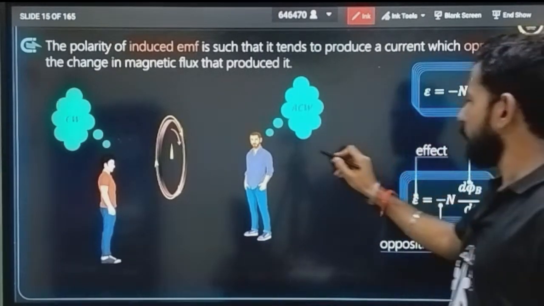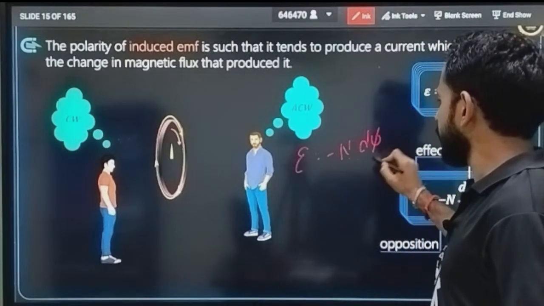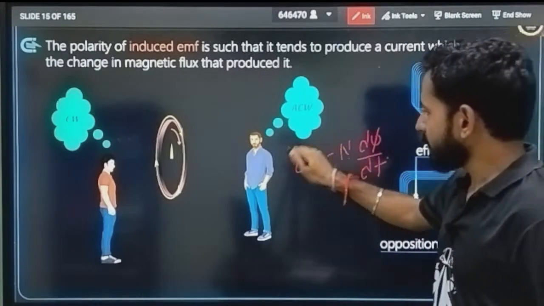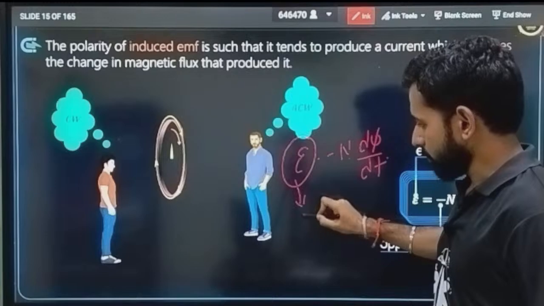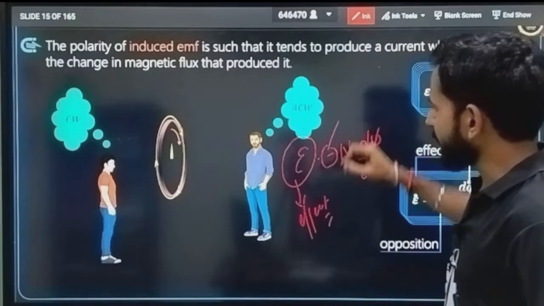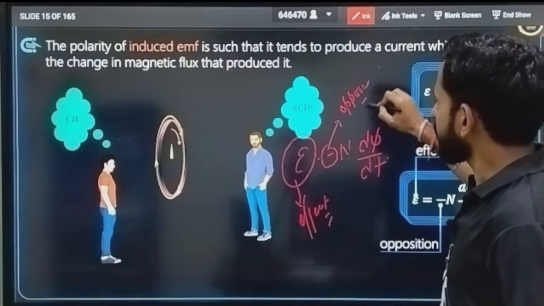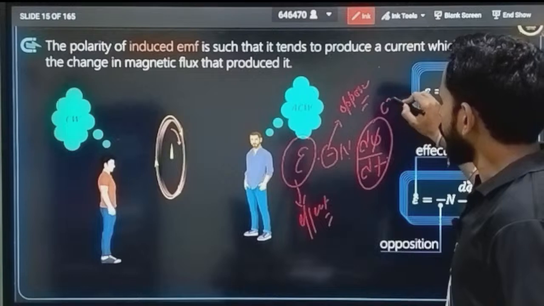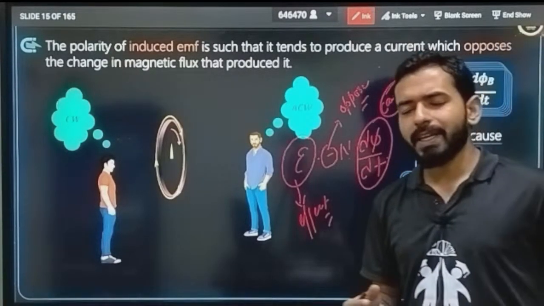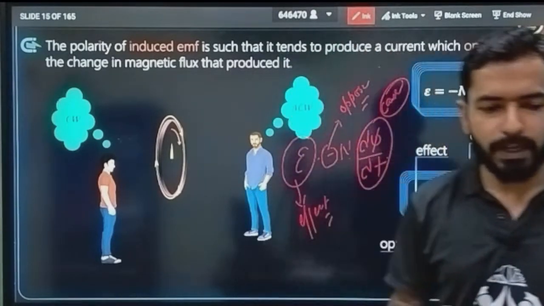Now if we see the formula also, E is equal to what? Minus N d phi by dt. Now see, this is very beautifully explained. This is the effect that is coming. The negative sign always represents the oppose. And this is the cause, who is actually causing this induced EMF and induced current. It will always try to, who has woken me up, I will kill them. It is like that kind of character, if you can relate.